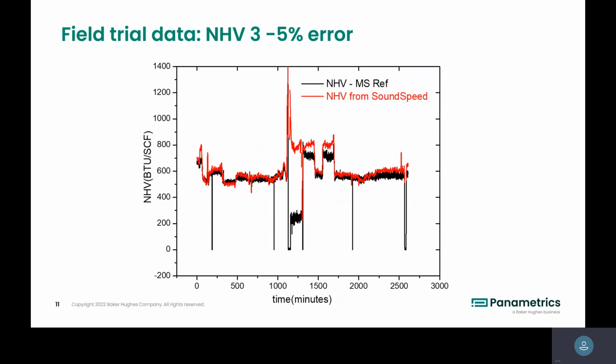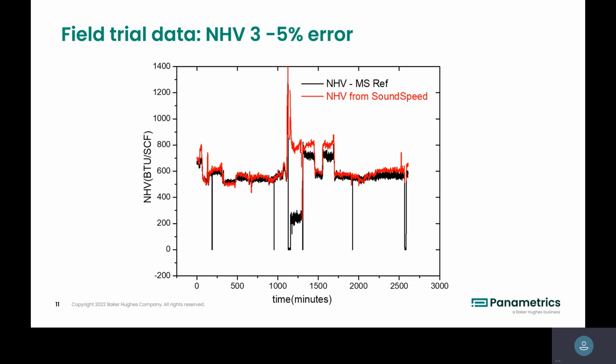And then, of course, if you know the molecular weight, you can do a lot of things. One is you can derive the heating value from the molecular weight. This is just one example showing the heating value derived from our method against mass spec measurements. This is probably two to three days of data. Overall, it's pretty good, between 3 to 5%, depending on the gas and conditions.